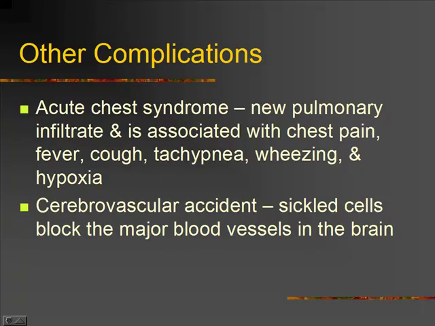Other complications, they can get acute chest syndrome. And this is basically the same things happening, but it's in the pulmonary and or cardiac systems. So pulmonary infiltrates, and it's associated with chest pain, fever, cough and tachypnea, wheezing, and hypoxia. You can imagine we already aren't circulating enough oxygen well, and now we're plugging up the microcirculation inside the pulmonary system. You can see how that would make even worse hypoxia.